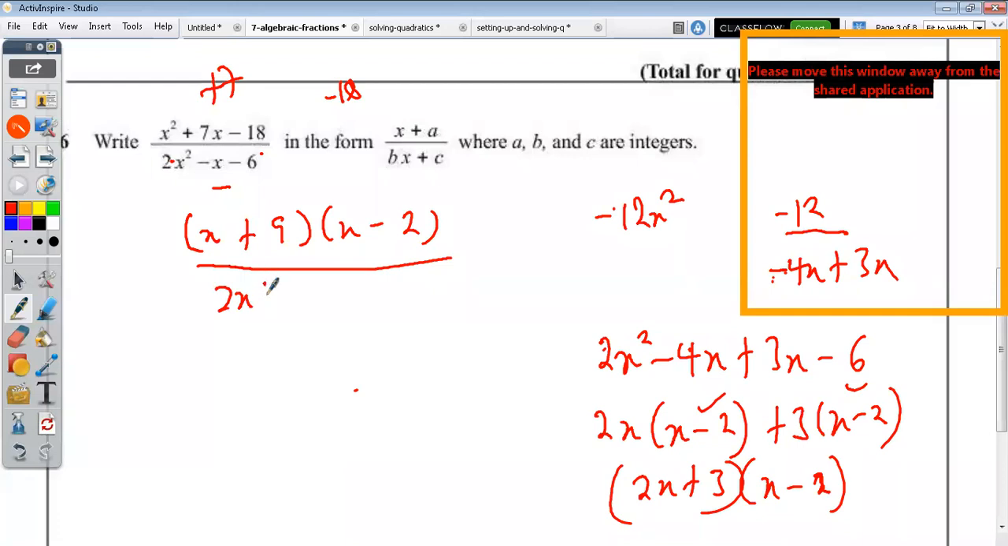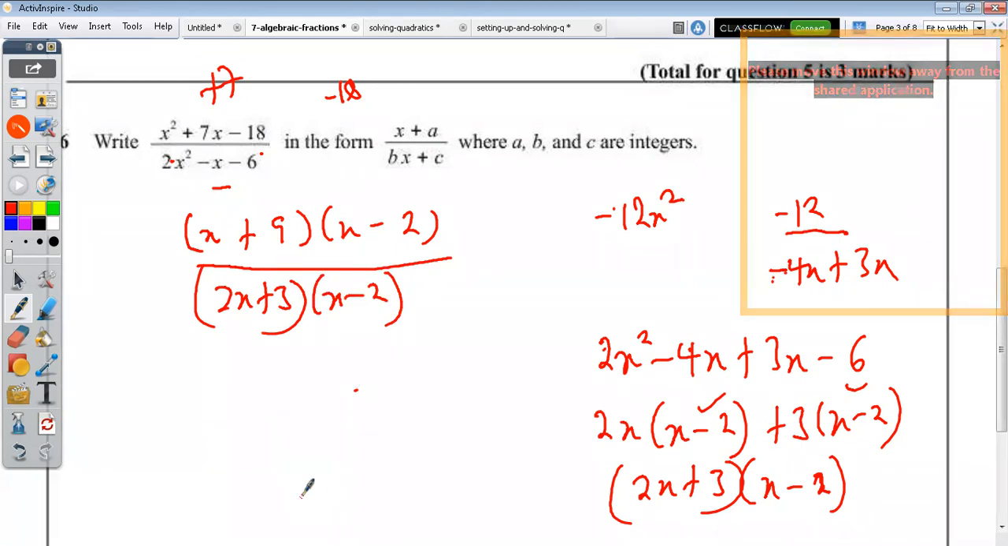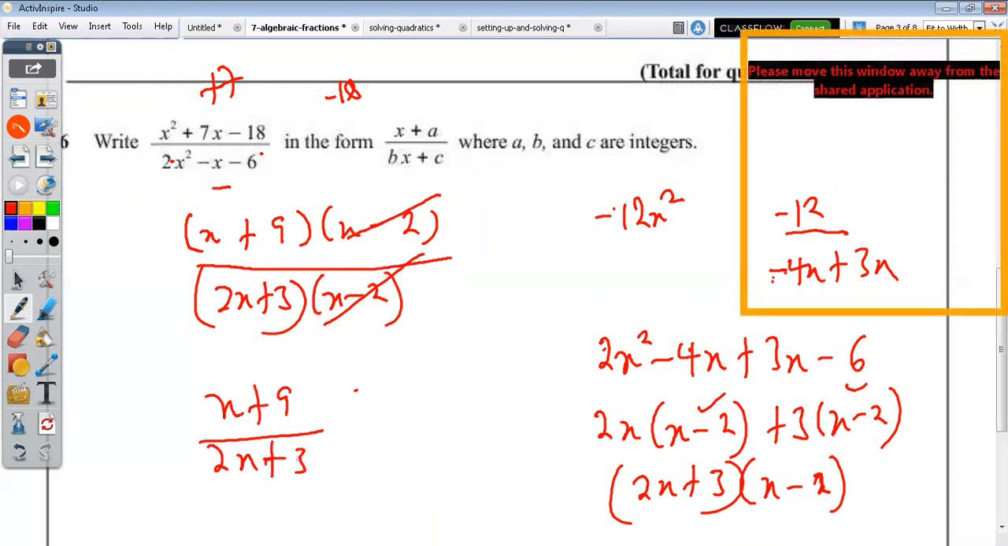So 3x plus 3 brackets x minus 2. We had lost you. Danai, are you there? Yes, sir. Then we don't leave it like this. We can divide the numerator and the denominator by the same factor. That's our final answer.